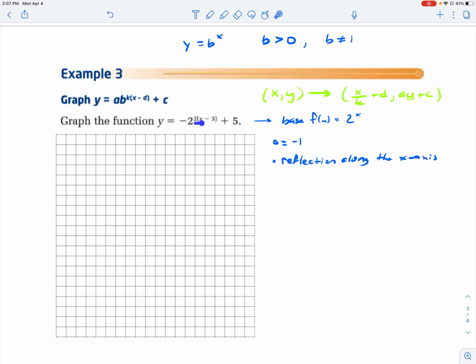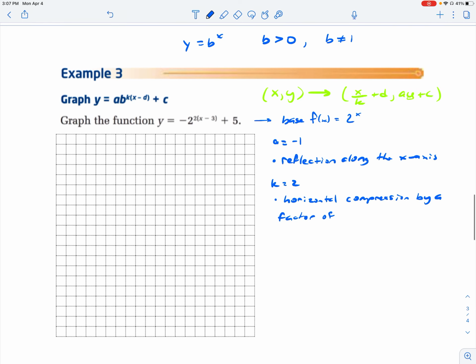I also see my exponent up here. When I compare that to this, I can see k. We'll write that out as well. k is equal to 2. That means we're going to have a horizontal compression. Remember, the factor is 1 over k, so it's going to be by a factor of 1 over 2.